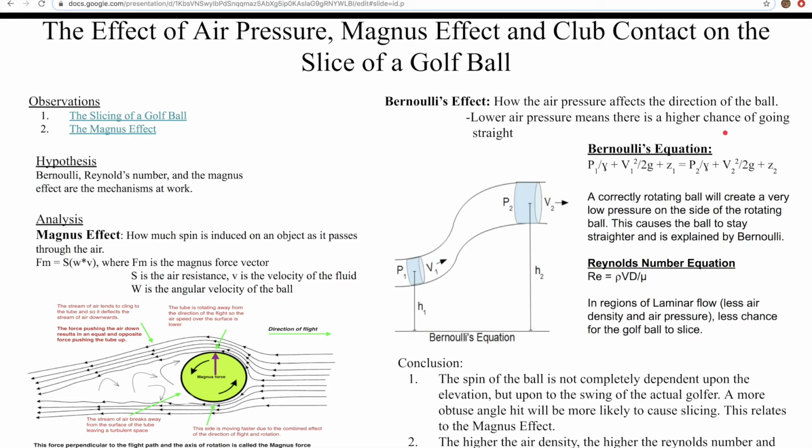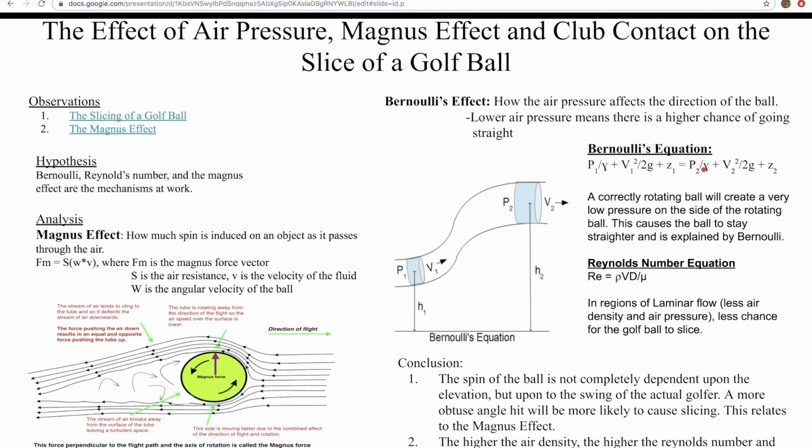In higher elevations, there will be lower air pressure, as again explained by Bernoulli, with Z1 and Z2 being the elevations and P1 and P2 being the pressures. If the air is less dense, there will be less of a lift force, but the ball will travel at a lower trajectory and a farther distance. The lower trajectory leaves less of an opportunity for the ball to slice, again explained by Bernoulli.